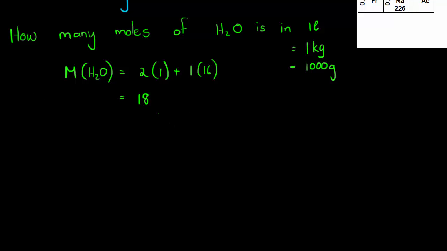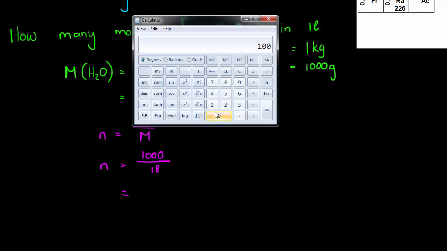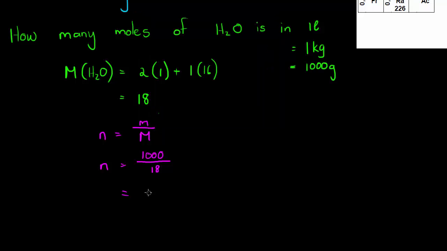So let's substitute into our formula. n, the moles, is mass over atomic or molecular mass. n is what I'm trying to calculate. Mass is 1,000. I've got 1,000 grams, but for every 18 grams I have 1 mole. So how many times does 18 go into 1,000? That's the calculation. 1,000 divided by 18 gives me 55.56 if I round to 2 decimal places.